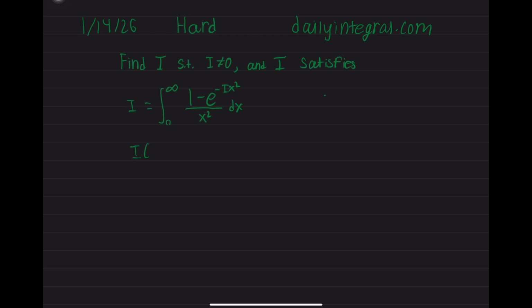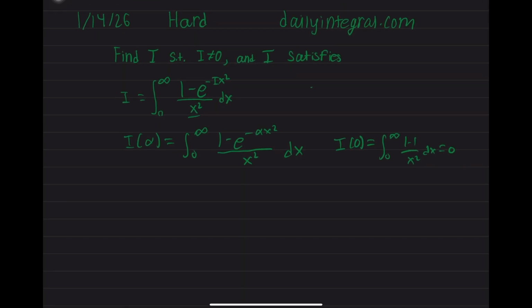We'll let I of alpha, so we're going to make I into a function of alpha, equal the integral from 0 to infinity of 1 minus e. Notice that there's an x squared in the denominator. We want to really remove this x squared, so we'll let alpha be here with e, so we have e to the negative alpha x squared. So when we differentiate, this x squared will be gone, dx. Now let's see what our initial condition is. Let's let alpha be equal to 0, and we'll get the integral from 0 to infinity of 1 minus 1 over x squared dx. This is 0. So this gives us what we need to apply Feynman's technique.